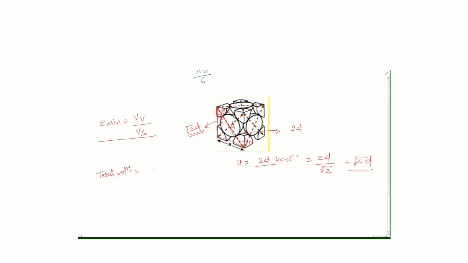So total volume is going to be what, side square. So I am just writing root under 2d whole cube. And I have to determine what is the volume of solid. So volume of solid is going to be the volume of one sphere multiplied by the total number of spheres.